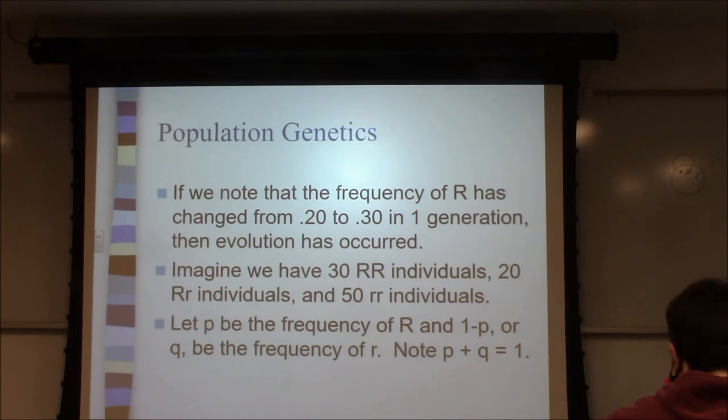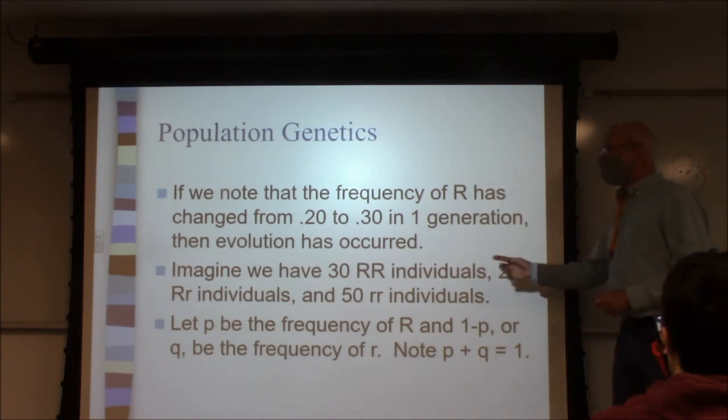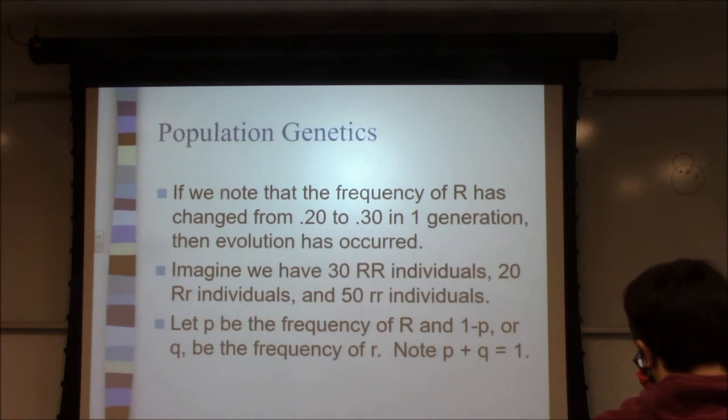All right, if you notice that from one generation to the next, the frequency of big R changes from 0.2 to 0.3, then you know that evolution has occurred. So we're talking about changes in allele frequencies over time. Okay? So let's use an example. Imagine we've got 30 big R individuals, 20 big R, little r individuals, and 50 little r individuals.